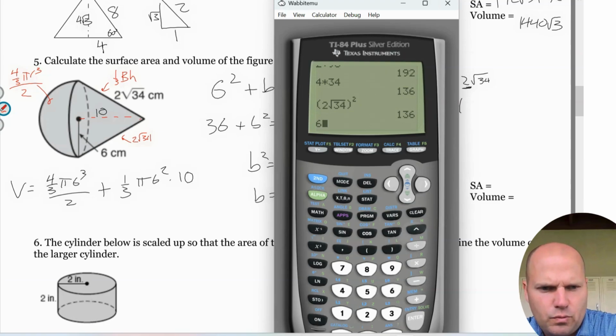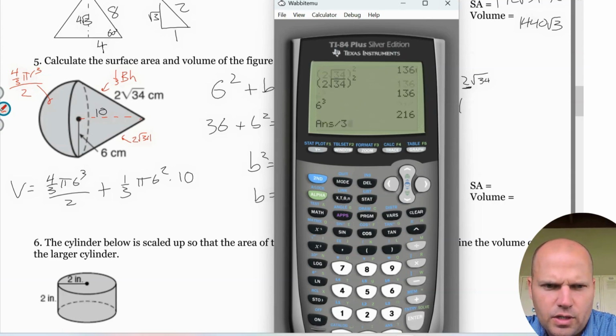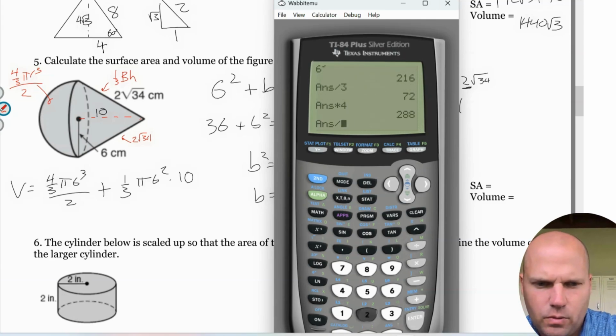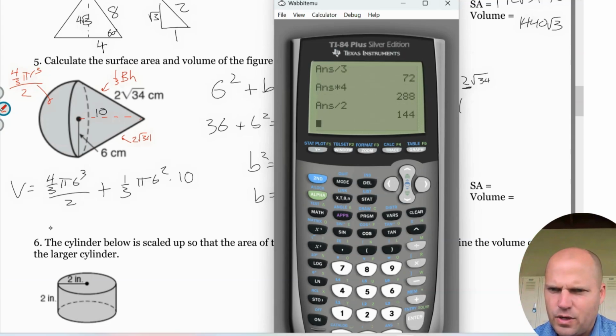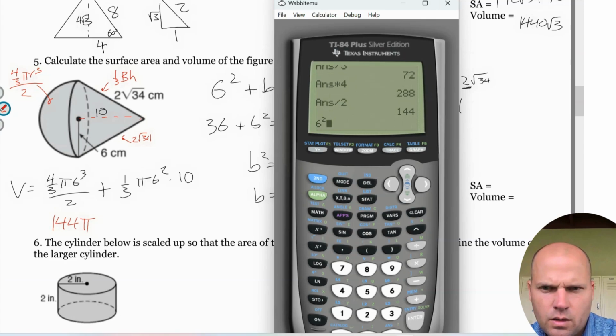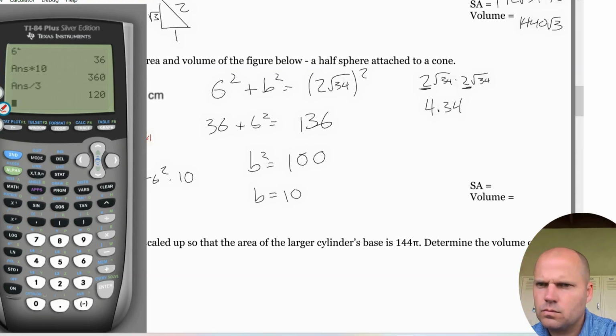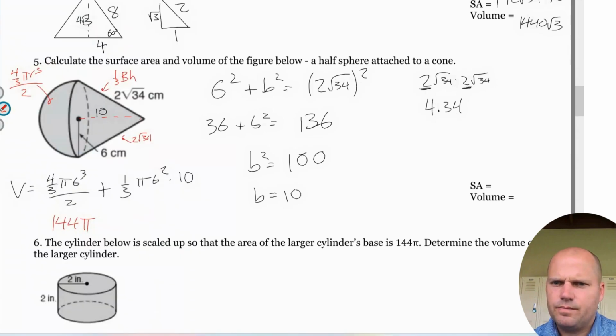So I got 6 cubed divided by 3 times 4. That's the 4/3, or times 4 divided by 3, doesn't matter, divided by 2. And this is 144 pi. Who would have thought? And then I got 6 squared times 10 divided by 3. That's 120. So that's 264 pi.